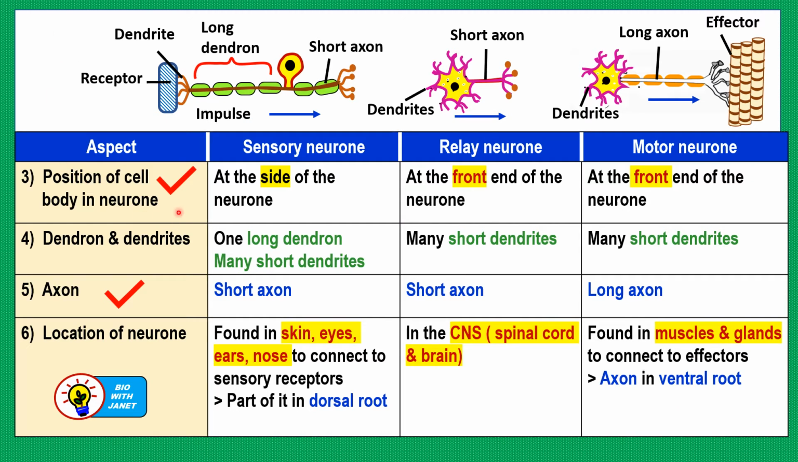So if you're asked to give differences between the structures, choose number 3 and 4 as the more obvious differences. Then if you need to give 3, then put in this dendron and dendrites.